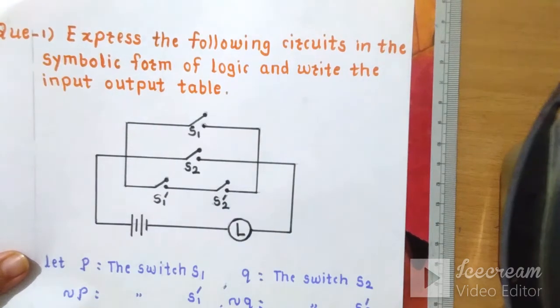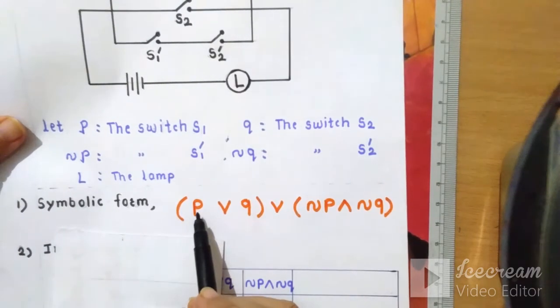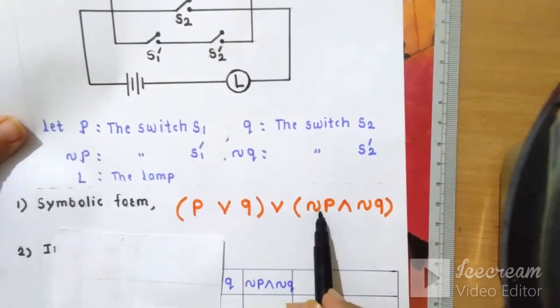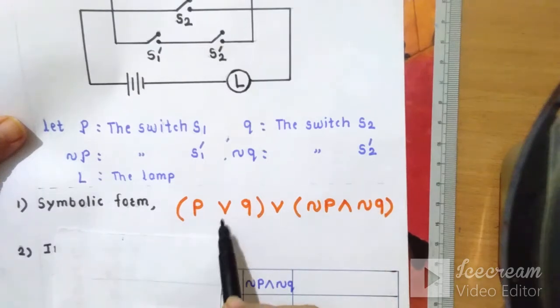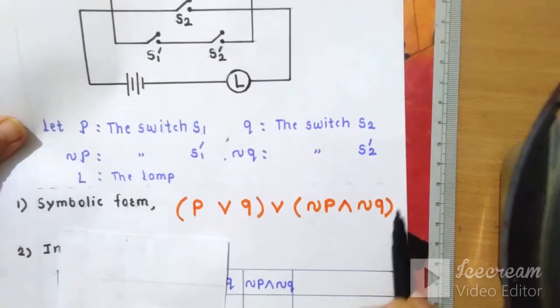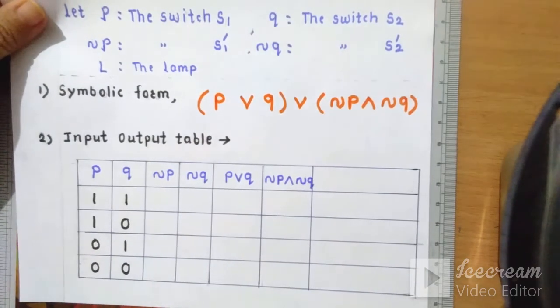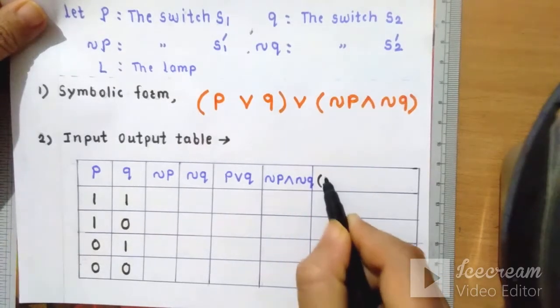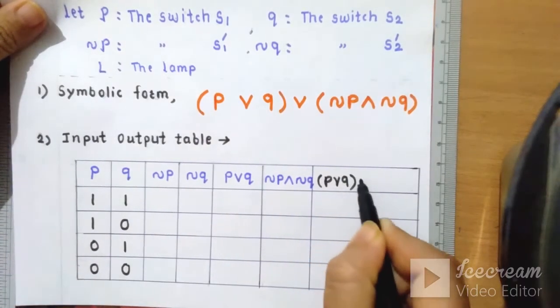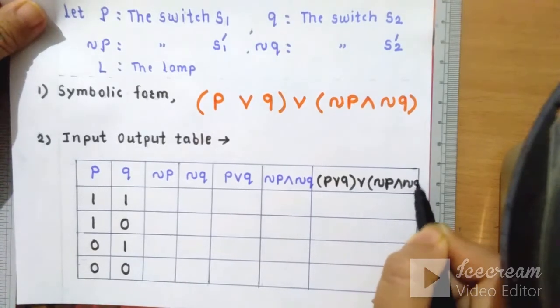That means we have to find out the truth table of this, so we will write the columns: P, Q, negation P, negation Q, P disjunction Q, this bracket column, and the last one, this whole column. So again we have all these columns. In the last here we will write P disjunction Q, disjunction, negation P, conjunction, negation Q.